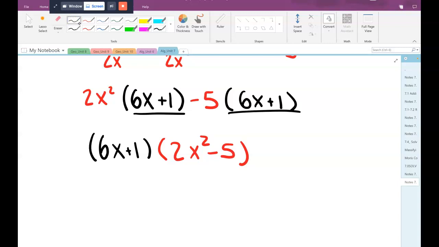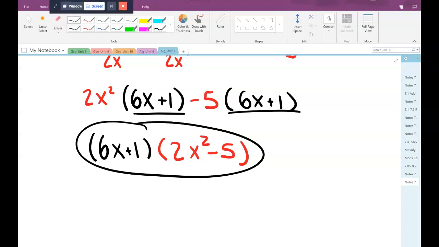And then we look. Well, 6x and 1, the greatest common factor is 1. 2x squared and 5, the greatest common factor is 1. So we know this is fully factored. And then at that point, we could say we're done, because our answer is in fully factored or most simplified form, whatever you want to call it.